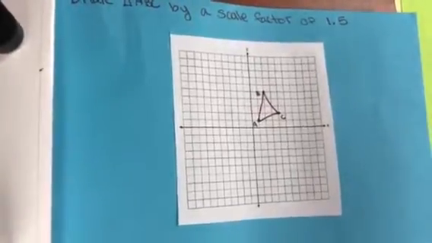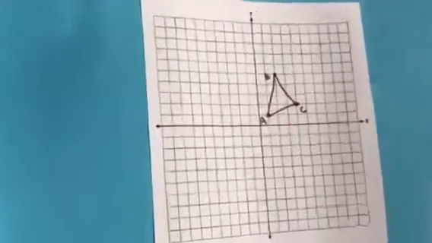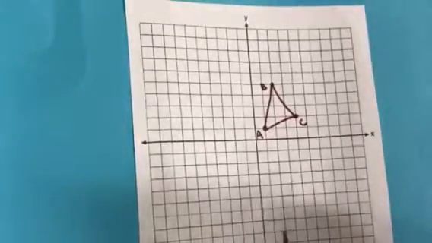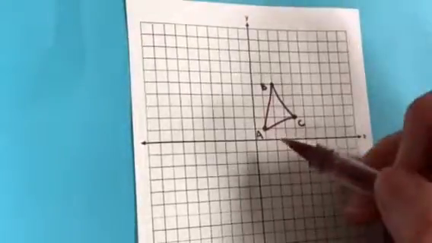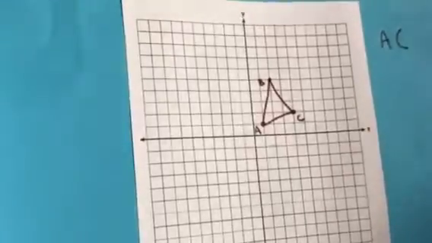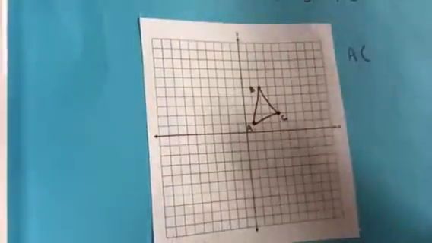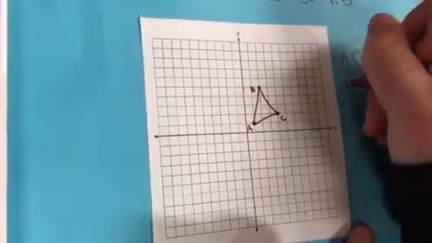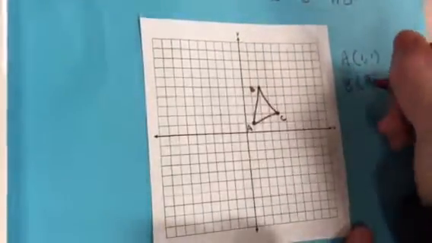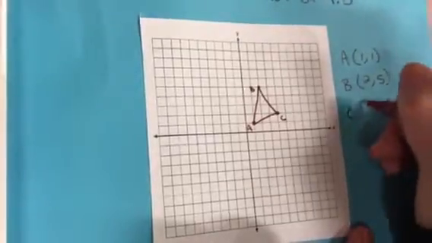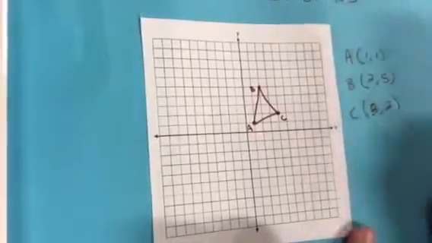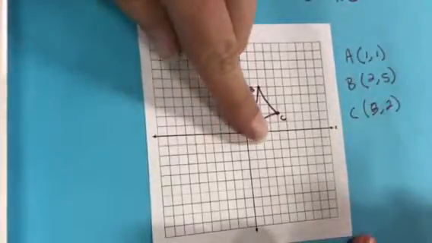Yep. So dilate this shape by a scale factor of 1.5. I have to look at this, find my points, and dilate them. A was at 1, 1. B is at 2, 5. And C is at 4, 2.